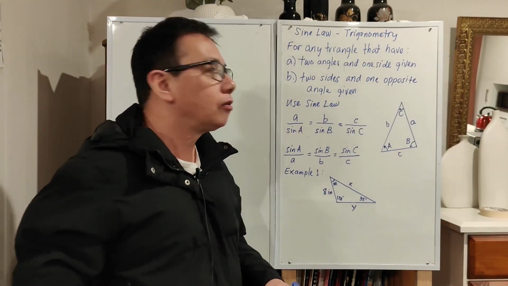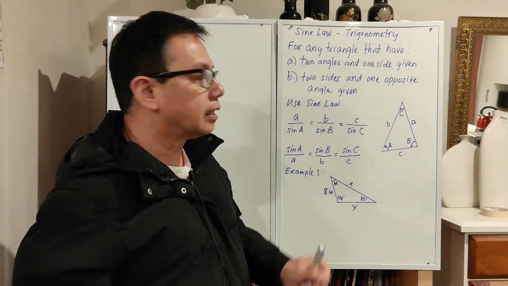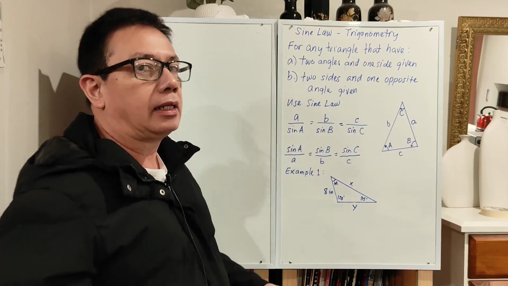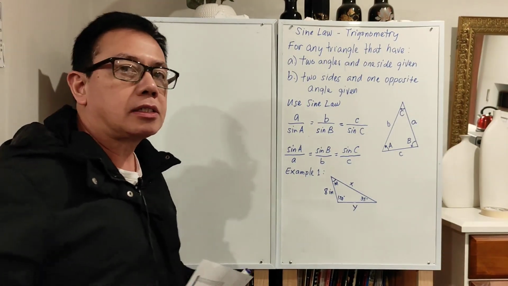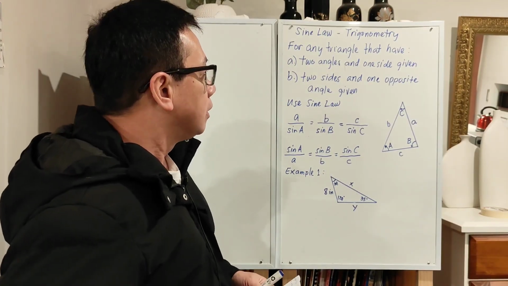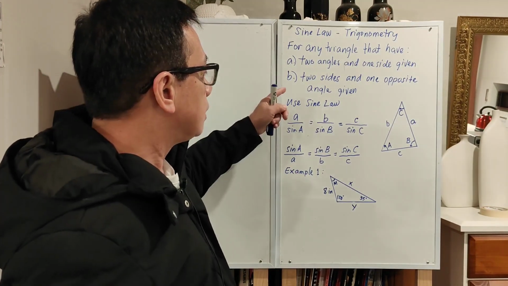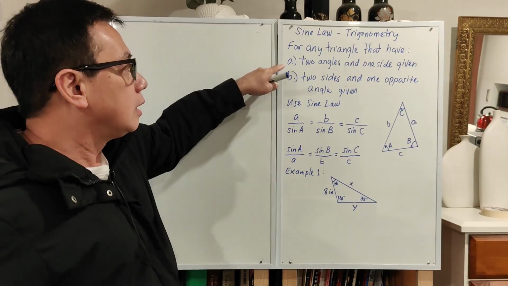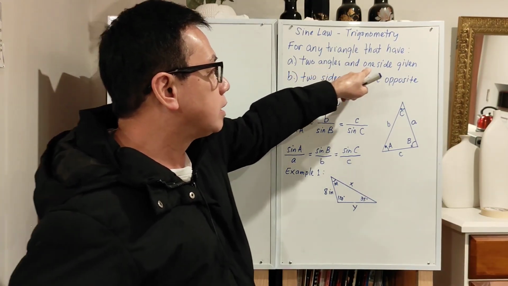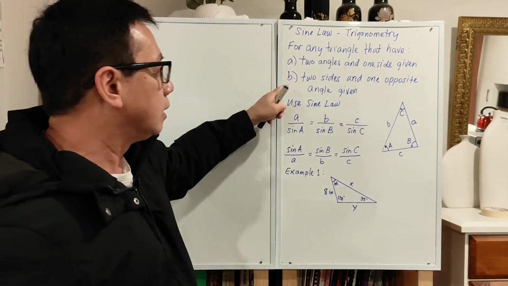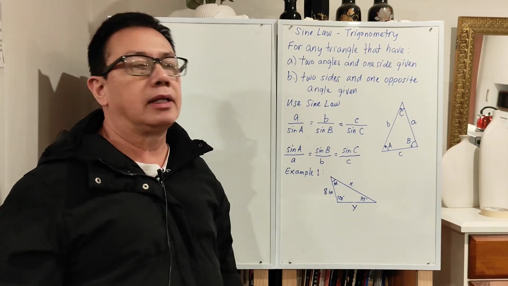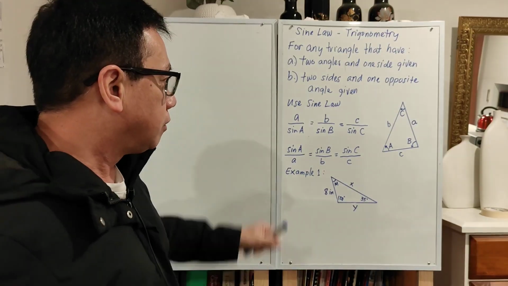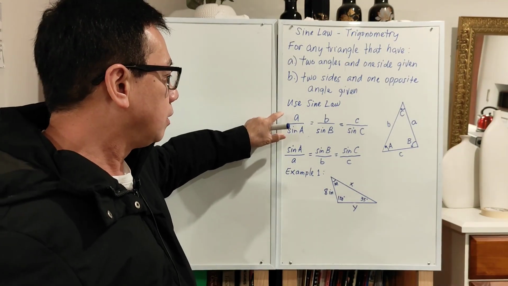Today we will be solving for the angles and the sides of any triangle using the sine law. Now there are two conditions for solving the triangles using the sine law. First, if there are two angles and one side given, and second, if there are two sides and one opposite angle given. So these are the two formulas for sine law.